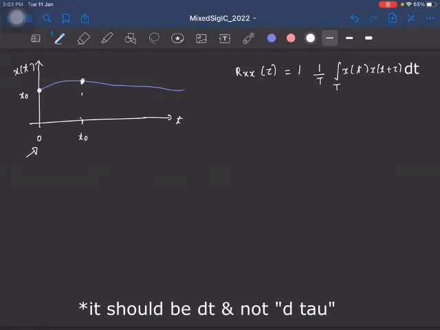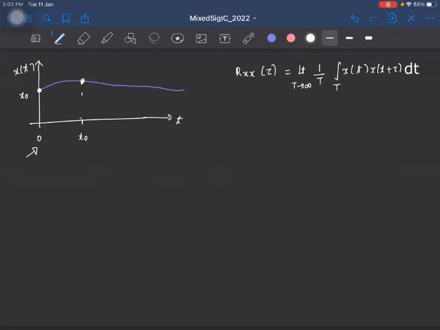And in principle, we need to tend T to infinity, right? So we need to capture the signal for infinite time and then do this. So what we do here, we take the signal and we take a product of the signal with a shifted version of itself, right? And see what is the integral value. Okay. And in discrete time, we have a similar definition.